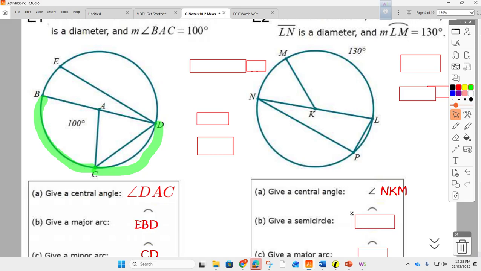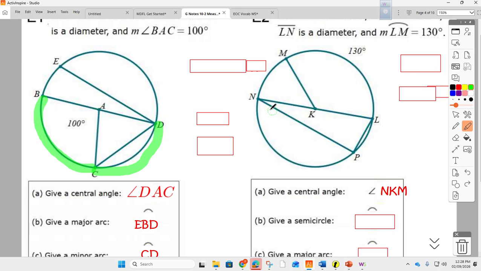You want to start telling me then? Swan, do you want to try to help her? Oh, NPL, yes. NPL works. So this is the diameter. The diameter splits this into two semicircles, right? So it's going to be NML or NPL. Does that make sense, Morgan? Either of those. So this is the diameter.